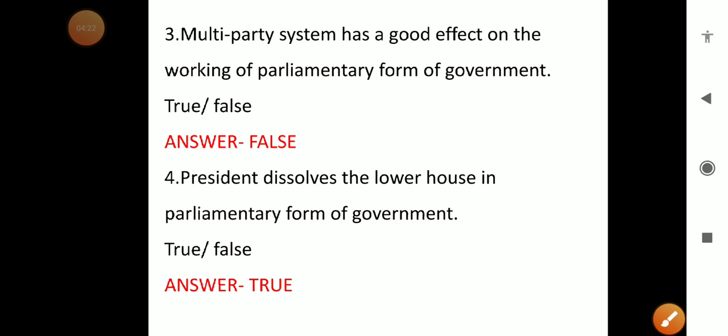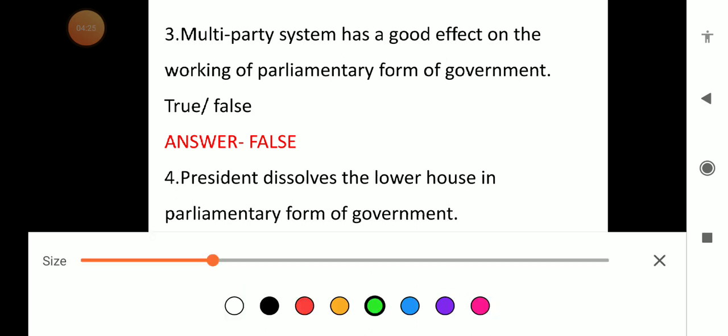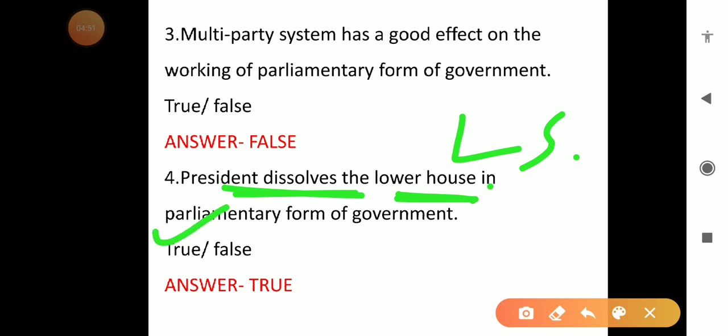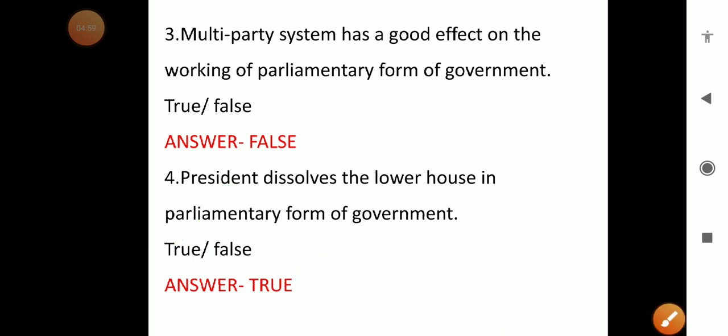Moving to the next question. Next question is, President dissolves the lower house in parliamentary form of government. Yes, on the recommendation of the PM and the Council of Ministers, if the President is satisfied, he dissolves the lower house, that is Lok Sabha. So the statement is correct. So the answer is true. Let's move to the next question.